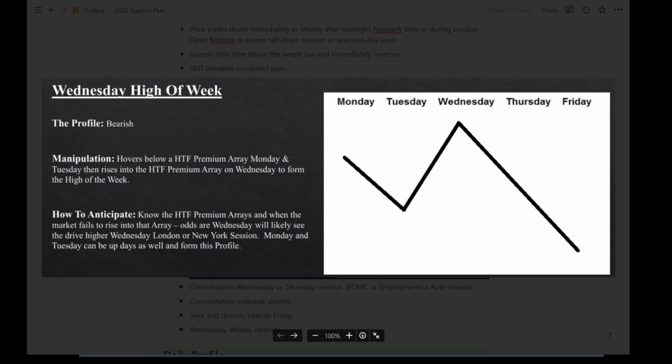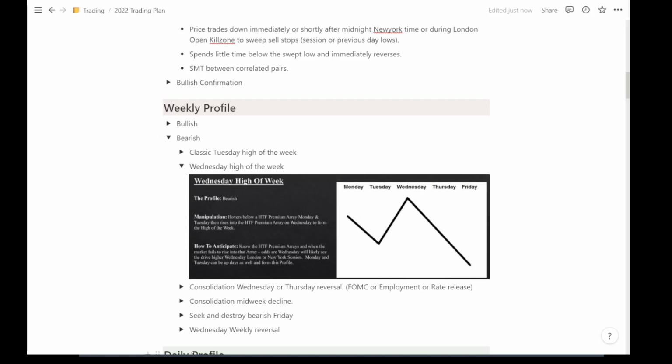This is what unfolded on GU last week. We didn't have this drop down. Sometimes you won't get this drop down. Sometimes all you are going to have is price just shooting up without the drop down that formed on Monday. The important thing is when the high or low of the week is going to be formed. So that is the profile that unfolded for GU last week.